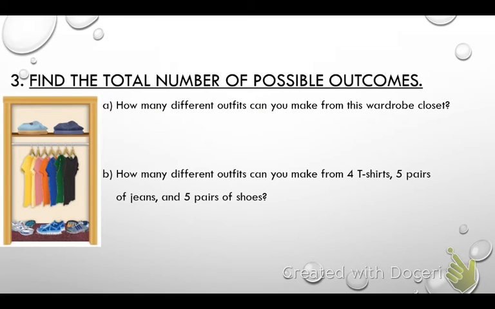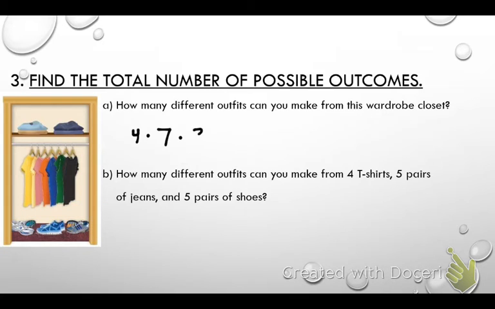Here I have a picture for you. It says to find the total number of possible outcomes. First up, how many different outfits can you make from this wardrobe closet? So let's start up here. How many pairs of pants do you see there? 4. There are 4 kinds of pants. And I'm going to multiply it times how many kinds of shirts do you see hanging up there? 7. There are 7 different shirts. Now there's one more thing in there. What is still in there? How many pairs of shoes are there?